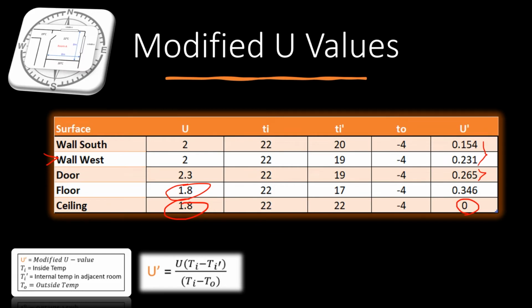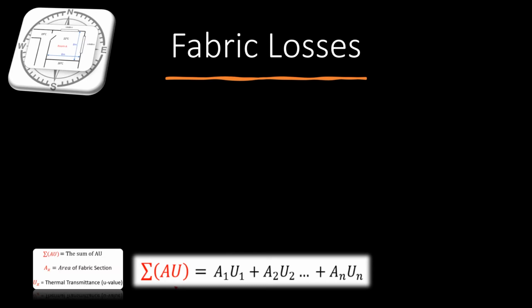So now that we've got our modified U values, what we're going to do is carry those over and use those to help calculate our fabric losses. So for our fabric losses, we've got the sum of AU, which we're going to find by finding the area of each surface and multiplying it by its corresponding U value, or modified U value if we found one for it. Cool.